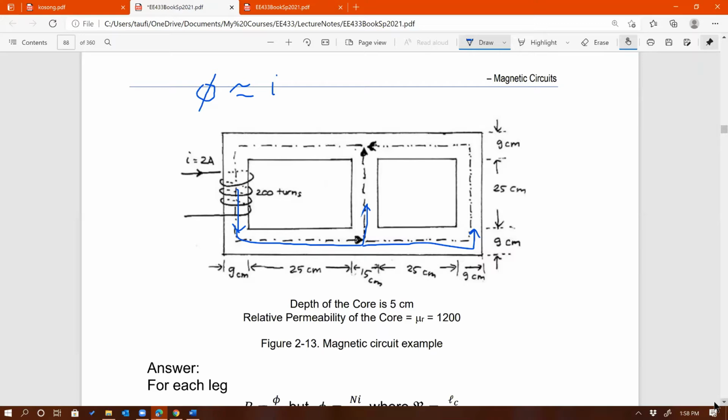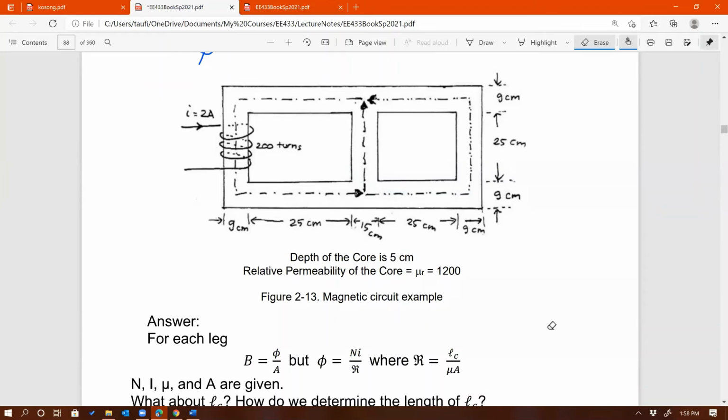And that's a good way to check as well. If you have a problem like this, and at the end you get flux on the left to be less than the flux in the center, then you know that something's wrong with the calculation. So that would be a good way to check to see if you made a mistake. Let's see if I make the mistake. But do you all agree that the flux on the left should be the highest? Yes, it should be. All right.